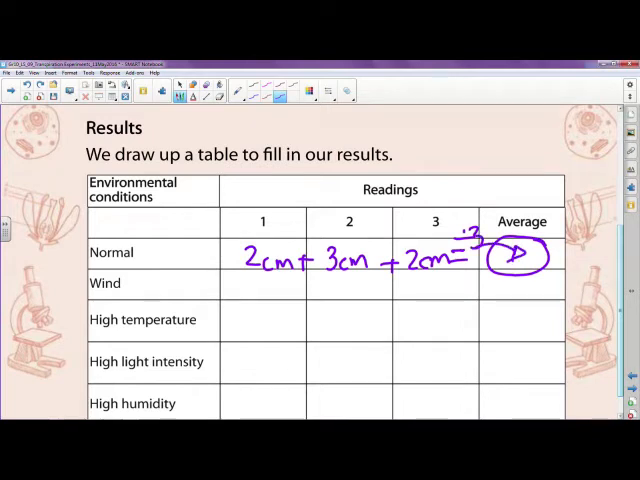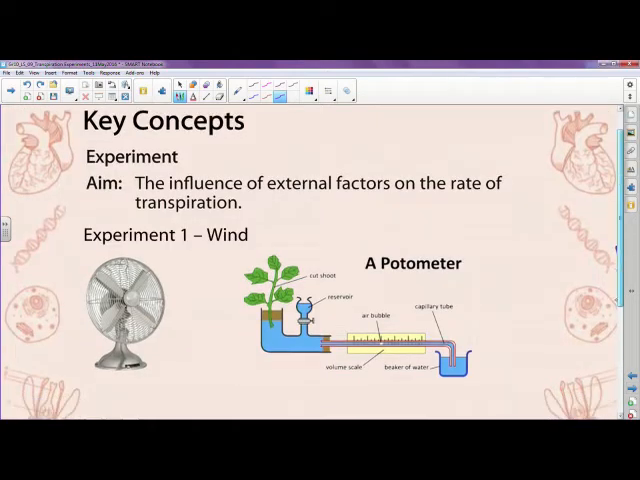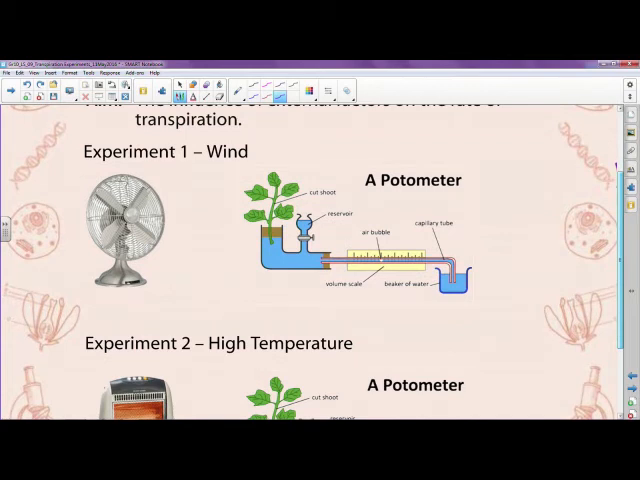Okay, so I've set up my table, and now I'm going to take each of those external factors and test it. Okay, so how do I set up? Here's my potometer. I've set it up. There's my air bubble. Okay, here I've got my fan. And what does my fan do? My fan is going to put wind onto the plant. I start my stopwatch, and then for a minute, I see how much my air bubble moves.